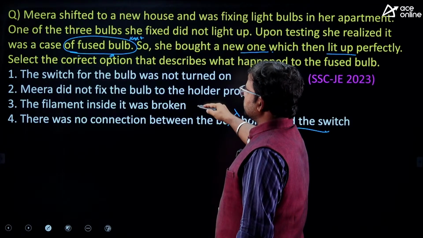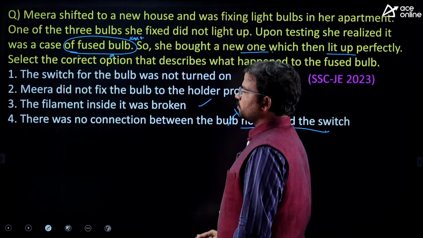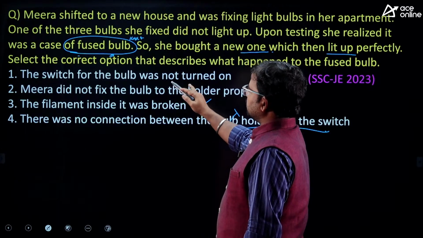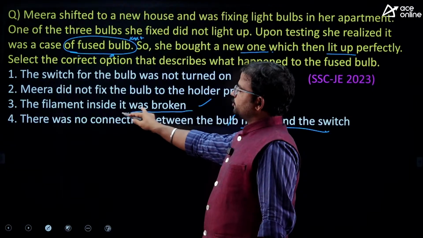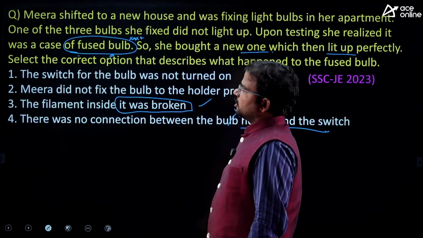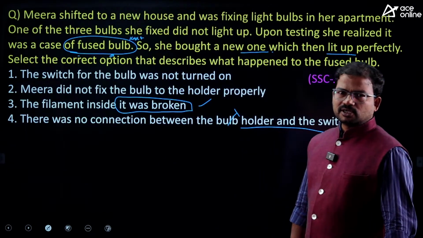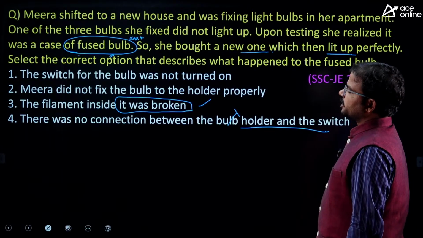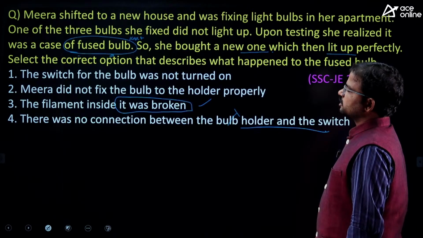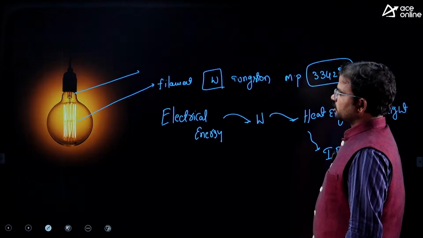What about the third one? This is the only probability here to get the correct one, right? The filament inside was broken. If the filament was broken, mostly we are not getting light from these bulbs. So that's why, guys, the correct one is only 3. Option 3 is the right one.